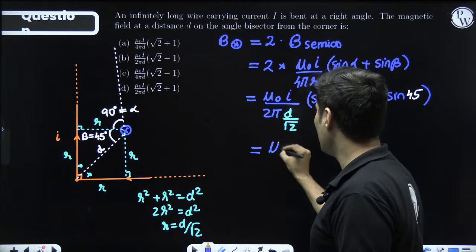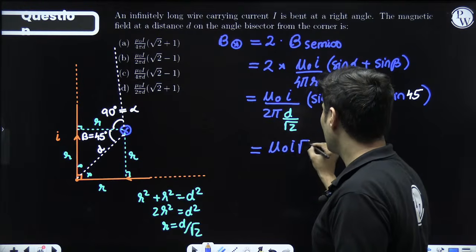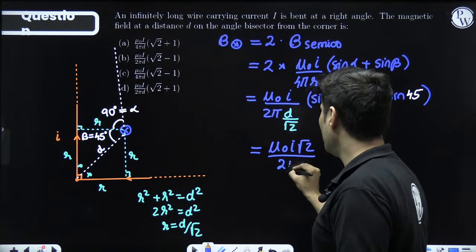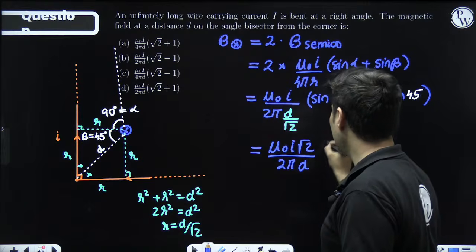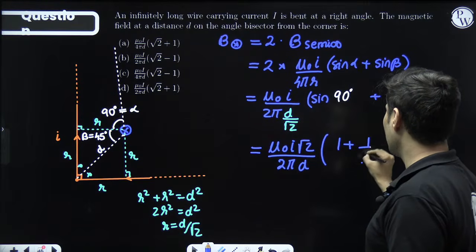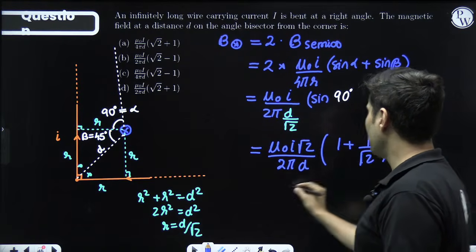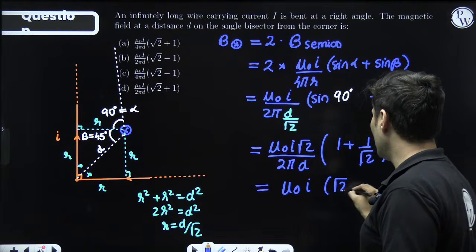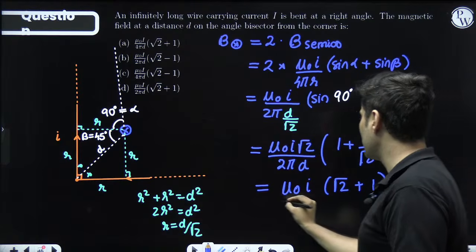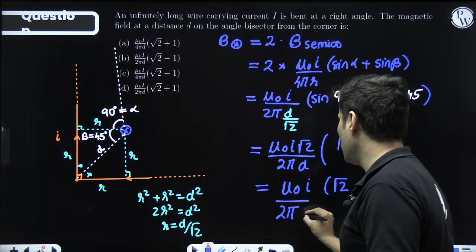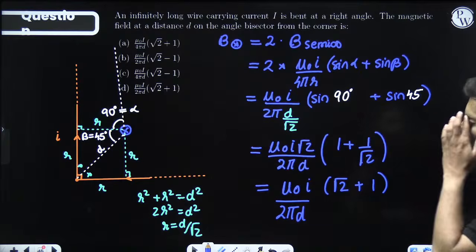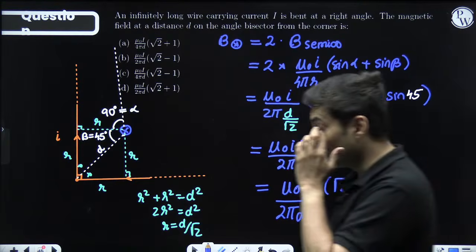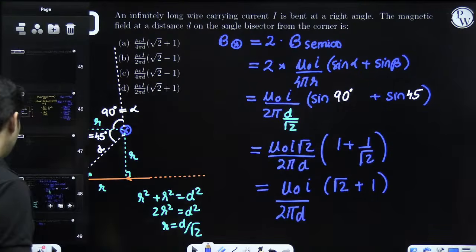So this will become mu naught I root 2 divided by 2 pi d. Sine 90 is 1, sine 45 is 1 by root 2. Multiply root 2 inside, so you will get mu naught I. The root 2 will cancel, so plus 1 divided by 2 pi d. So mu naught I by 2 pi d times (root 2 plus 1), that would be the right answer.